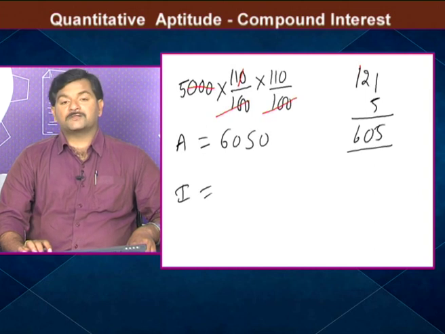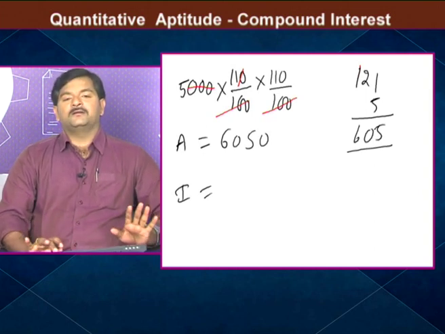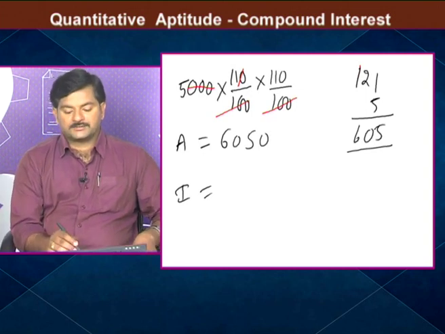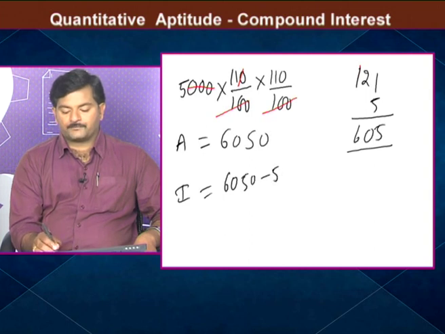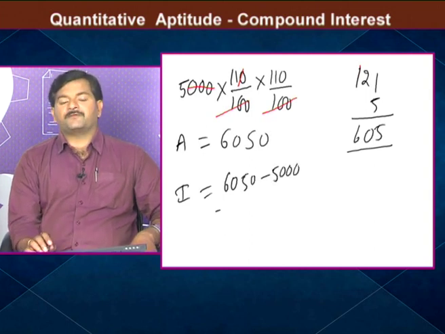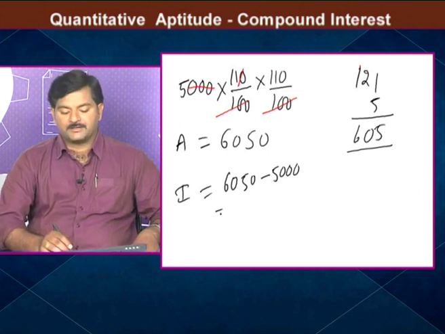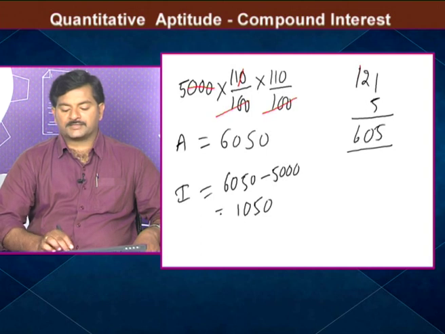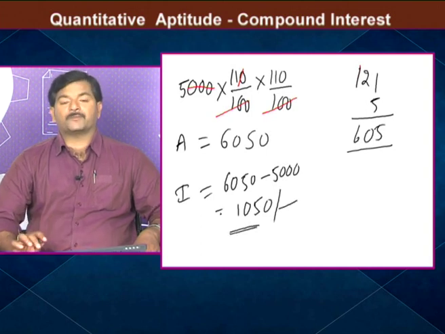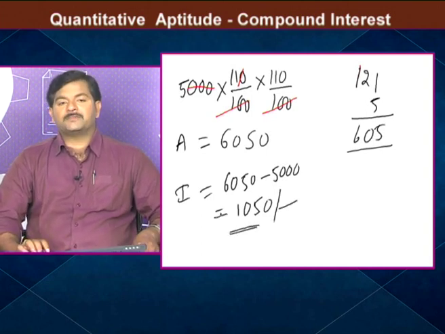But what did he ask to find? He asked to find out compound interest, not amount. So amount minus principal. What am I getting? 6050 minus 5000. Hence our answer is equal to 1050 rupees. 1050 rupees.